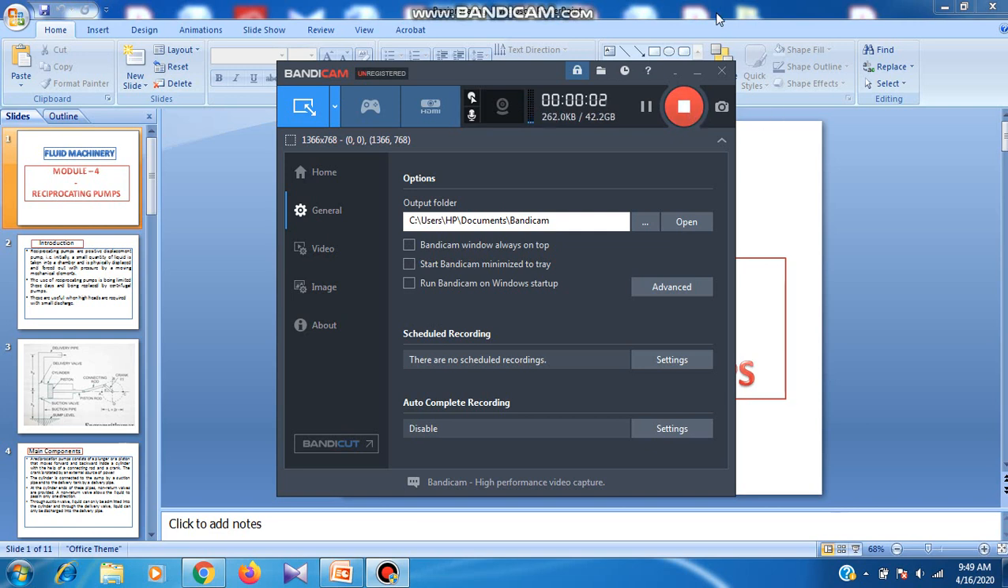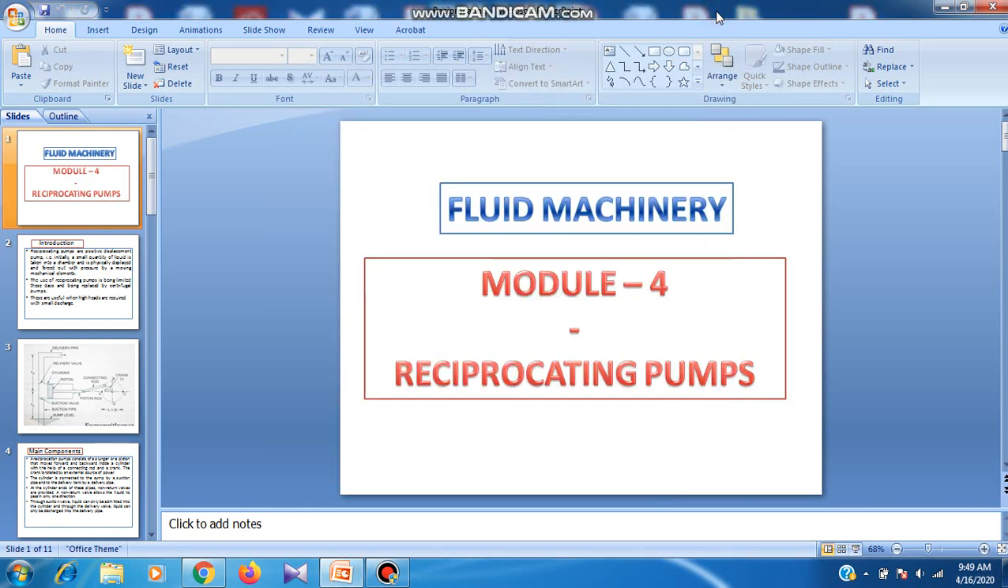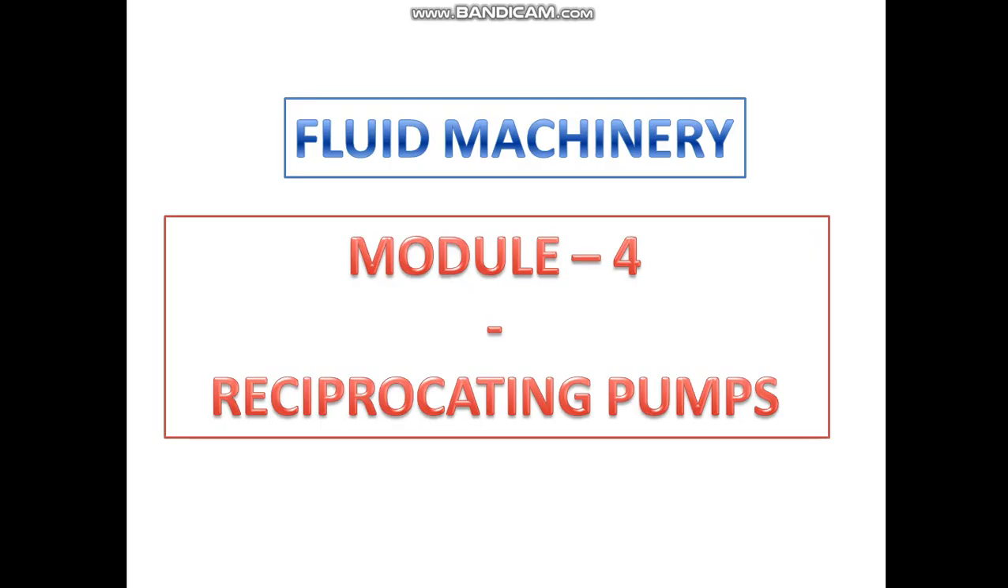Hi all. We shall move to our module 4, that is reciprocating pumps. This is very crucial for our university exam because this is the simplest of all topics. So getting maximum marks from this module is very important.